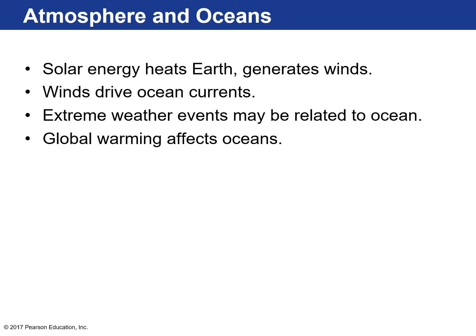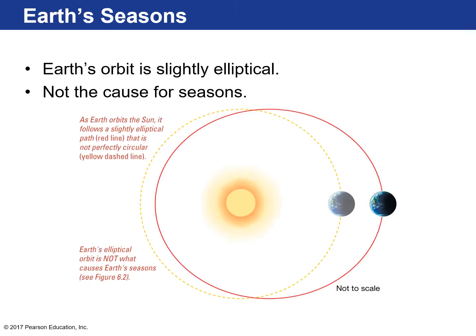And global warming is affecting our oceans in a number of ways, one of which is putting a lot of carbon dioxide, dissolved carbon dioxide, into the water. But it's warming the oceans. And when you have warmer oceans, that has the tendency to intensify hurricanes. And so that's how it's related to our atmosphere retaining more heat, heating up the oceans, and then driving extreme weather events.